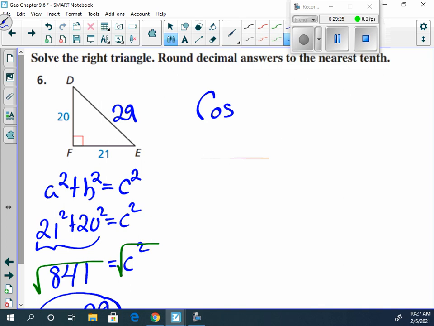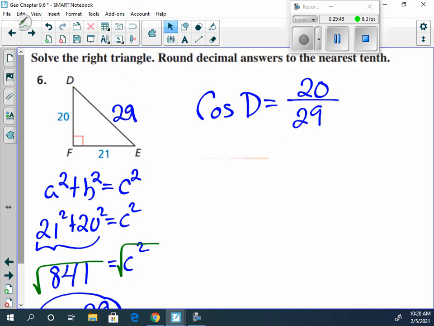So cosine of angle D is equal to what over what? Adjacent, which is 20, and hypotenuse is 29. I don't know why I about said 29 was the adjacent side. But 20 is the adjacent side. It's the one next to angle D. And 29 is the hypotenuse. So what would we do next? We do cosine inverse of both sides.